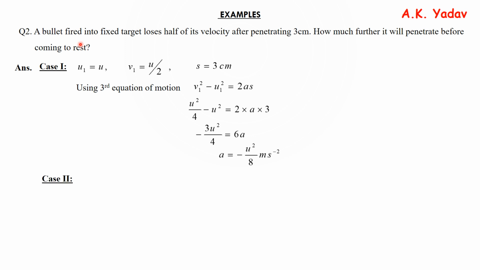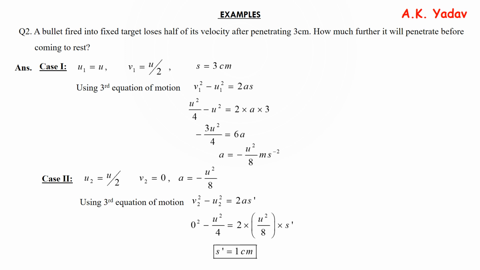square. Now in the second case, u is u by 2 because what was the final in the first case becomes the initial in the second case, and v2 is 0 because it is coming to rest. a is minus of u square by 8. So we will again use the third equation, that is v2 square minus u2 square is equal to 2as dash. Let's put the values and on solving we get s dash is equal to 1 centimeter.